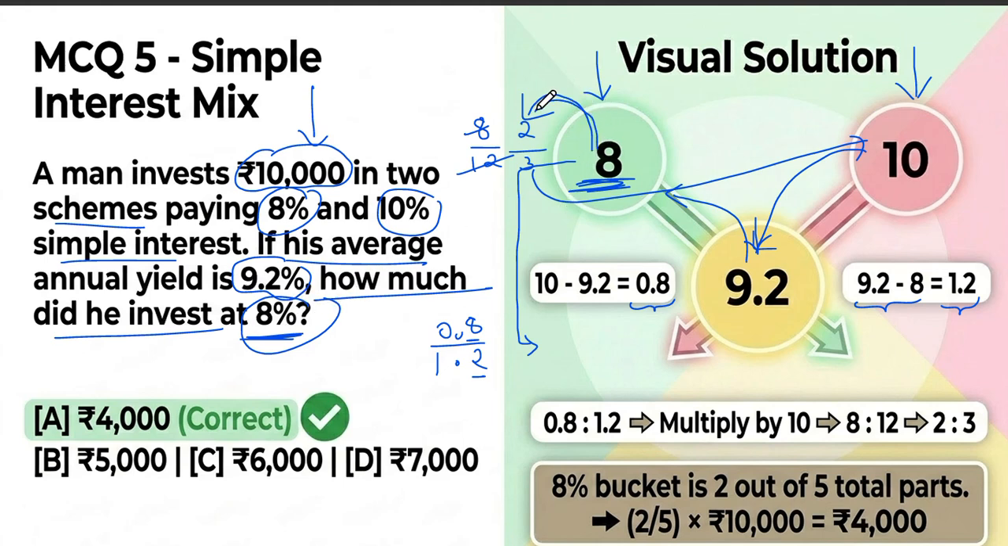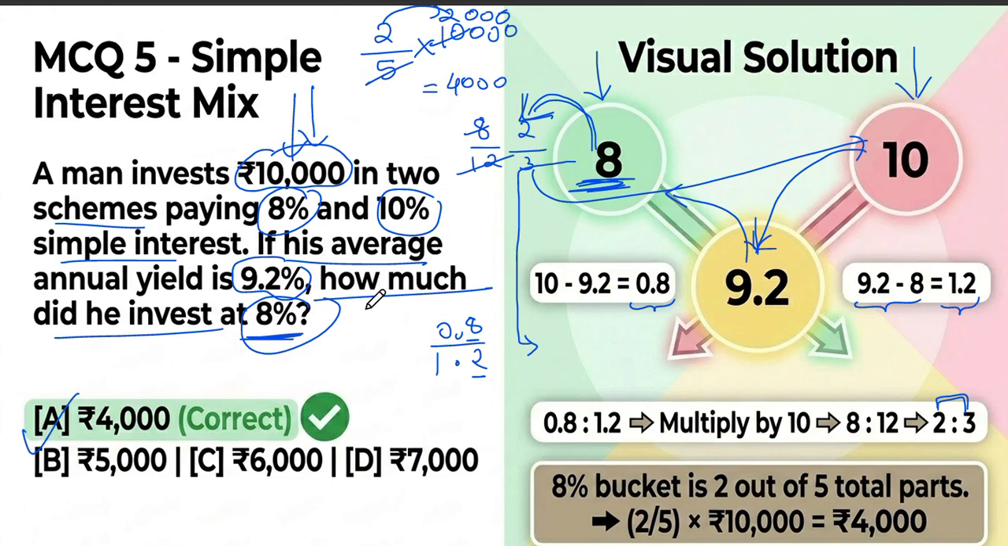So 8% means which part? 2. Okay. So you have to write 2 upon the total part. So what is the total part? We are getting the ratio 2:3. So the total is 2 plus 3, which is 5. So the denominator is 5, and multiply by the total value originally invested, that is 10,000. If we cancel, 5 twos are 10 and the remaining 3 zeros. So multiply 2 into 2000, which is nothing but 4,000. Okay, so the correct answer is 4,000.